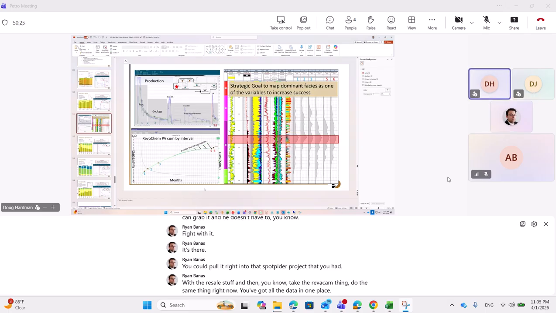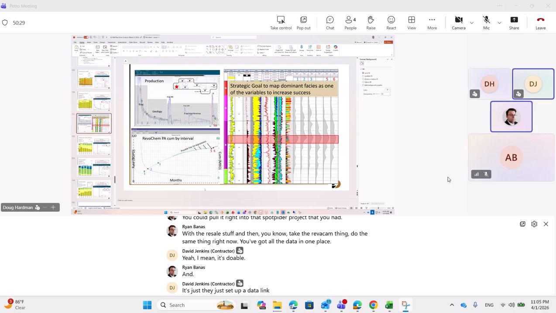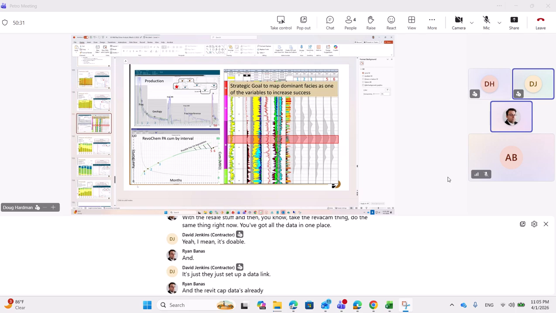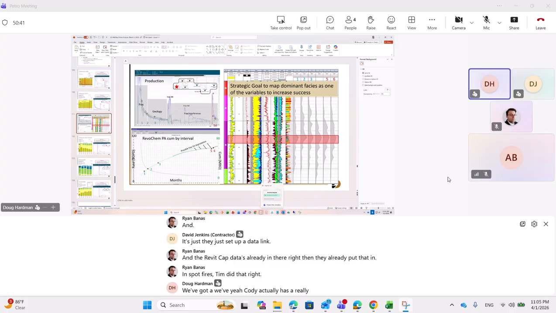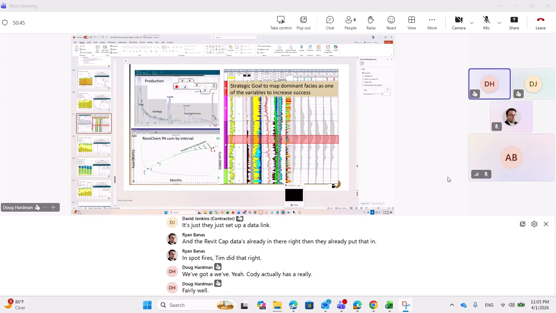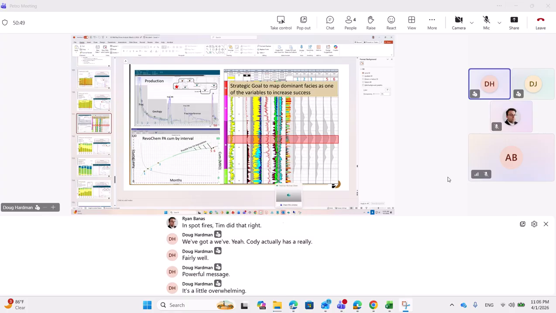Yeah, I mean, it's doable. They just set up a data link. And the Revochem data is already in there, right? Didn't they already put that in Spotfire? Cody actually has a fairly powerful, though a little overwhelming, Spotfire project. I had it open here, if I can find it.